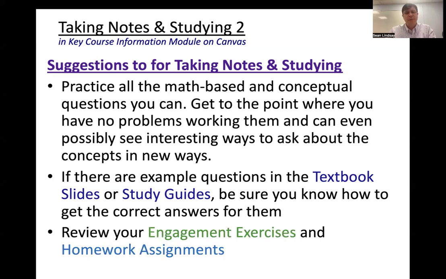And then finally, whenever preparing for quizzes and exams, review your engagement exercises and your homework assignments. I have designed the engagement exercises and homework assignments to lead up to the quizzes and the exams. I try to make it whenever you take a quiz and exam, sure, you'll be facing some new questions, but hopefully none of the questions are like, oh, wow, that's a really big surprise, because I'm trying to scaffold you, build you up towards the quiz and exam questions.